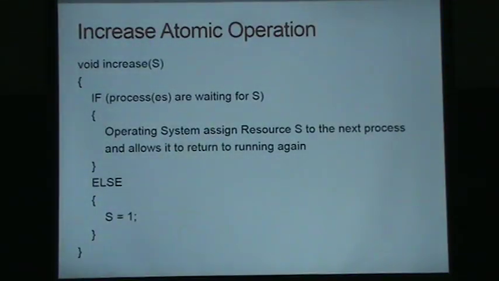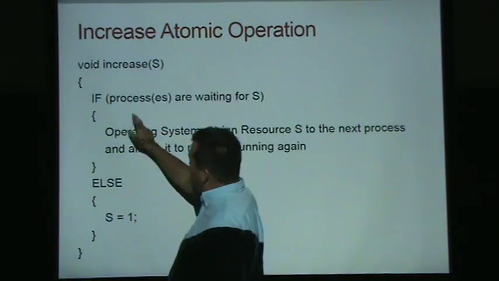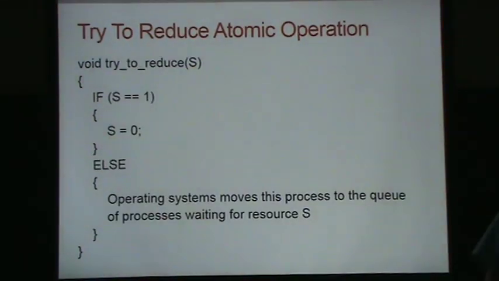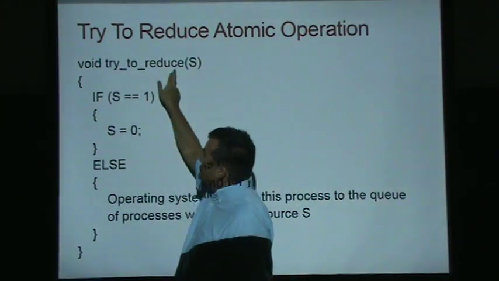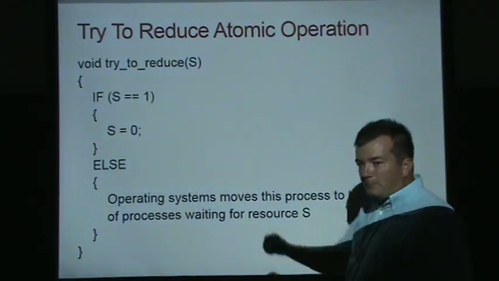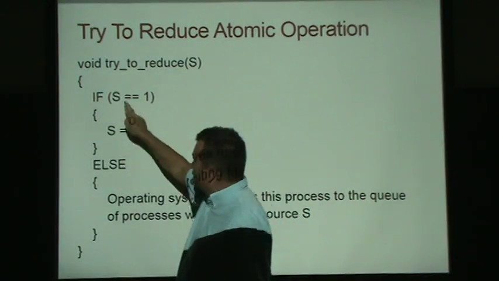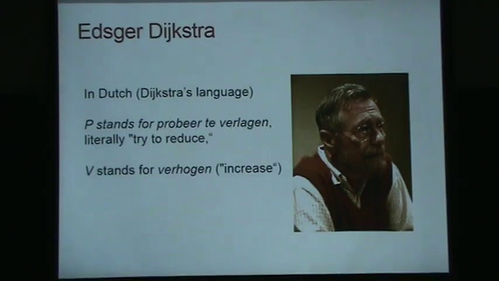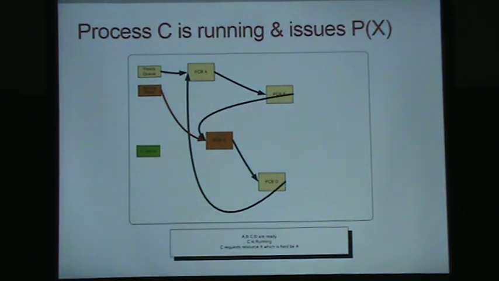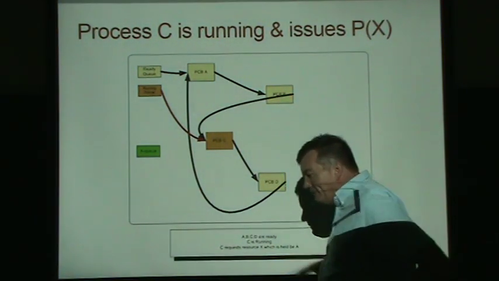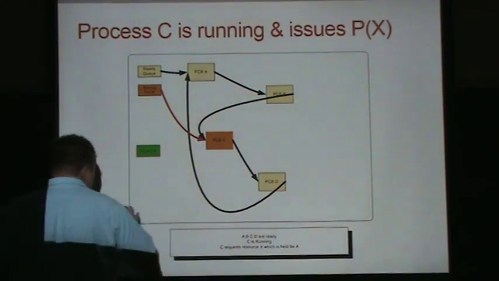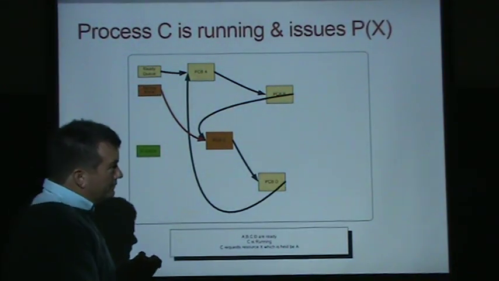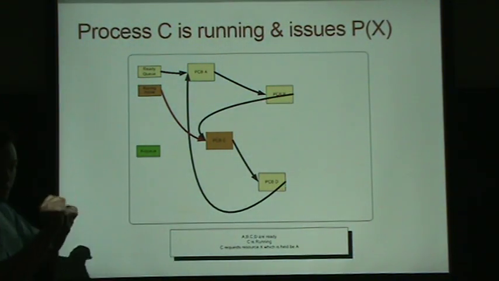So what I mean by that is now we can just call this the V function, and we can call this the P function going forward. P is a lot quicker to write than try to reduce. So that'll help us out. Okay, so what happens in the code, the try to reduce or the increase, the V function? What is going on inside that code?